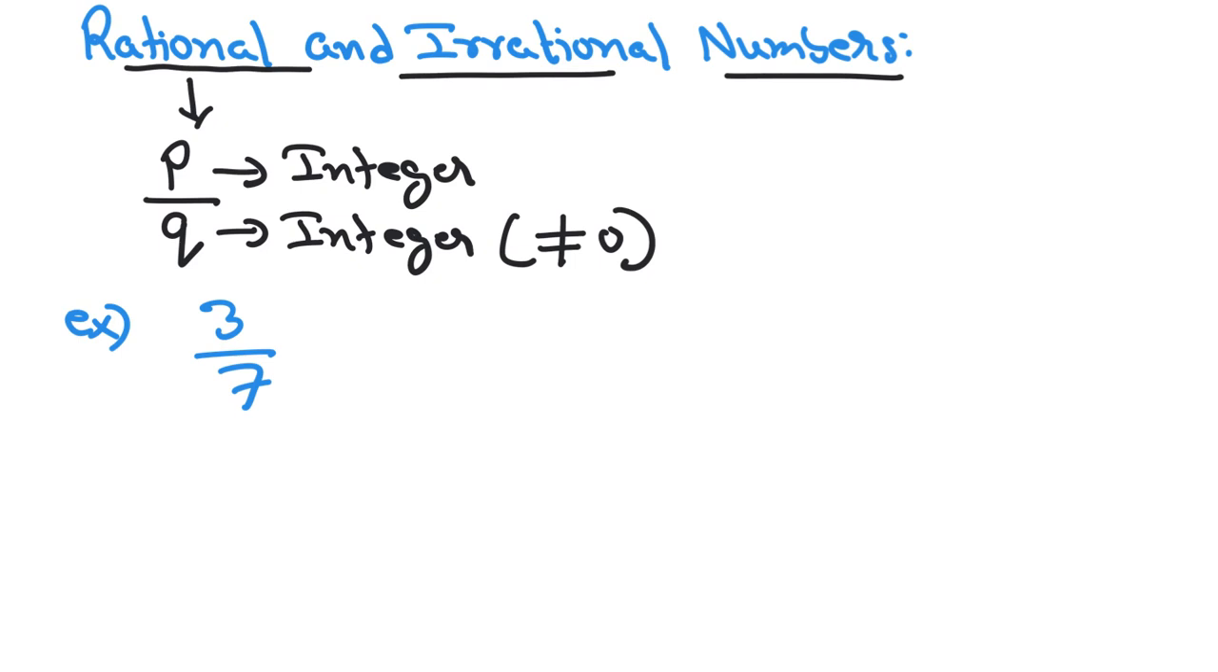Yes, because is 3 an integer? Yes. Is 7 an integer? Yes. So 3 over 7 is a rational number. Great.